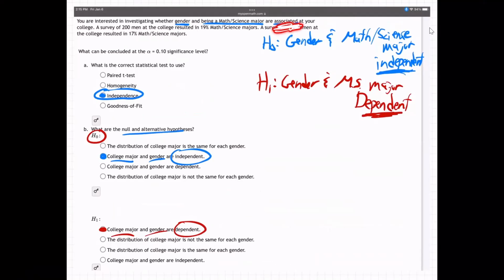A lot of colleges are actually interested in this as they recruit students. They want to know, are we getting more women? I think they're getting more women now that are into math and science and less men. They're trying to promote men and things like that. So they're always looking at stats about, is the gender, being a man or woman, connected with being a math science major, or is it just totally independent? Does it really have nothing to do with it? Does being a man or woman not make you any more or less likely to be a math science major? Or is there an association? Is there a connection? That's what we're trying to research.